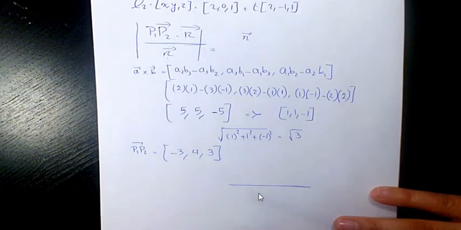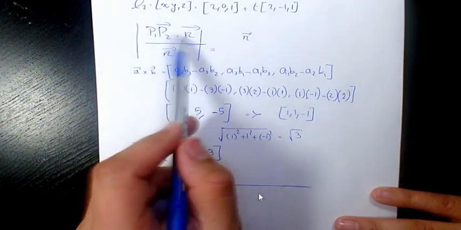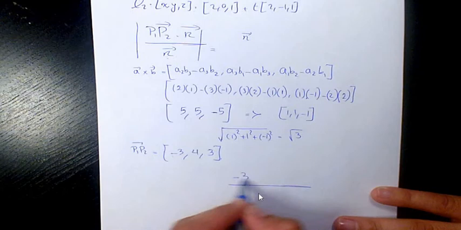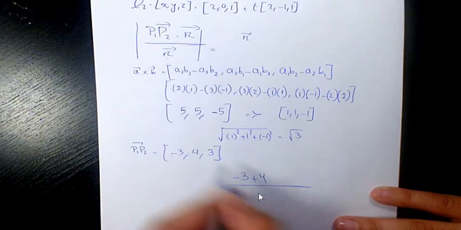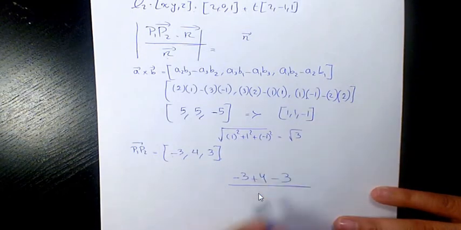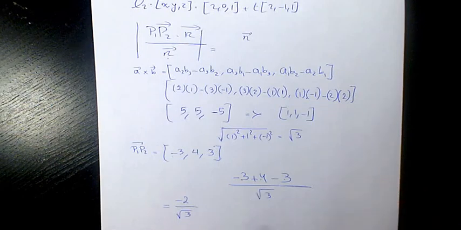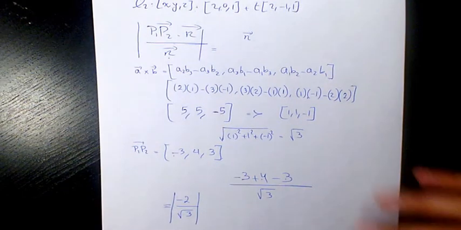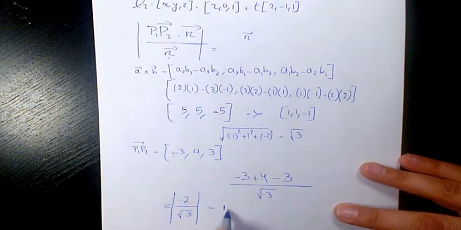So now if we sub it here, we have the dot product of these two. Negative 3 times 1, negative 3. 4 times 1, positive 4. 3 times negative 1, negative 3, divided by root 3. So we have negative 6 plus 4, negative 2 over root 3. And that has to be an absolute value because distance has to be positive. So when you calculate it, it's going to be 1.15.